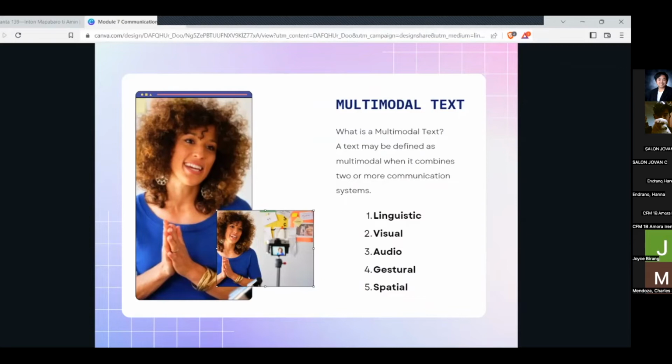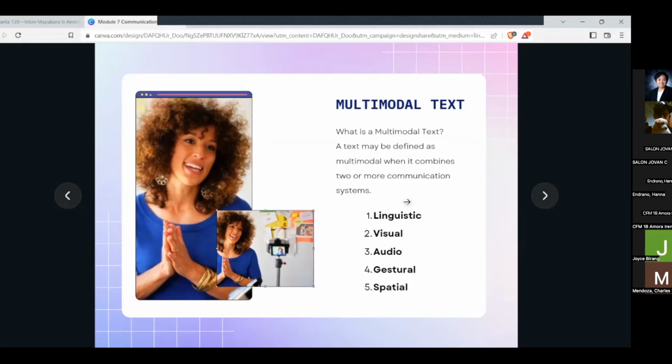We have here also linguistic, visual, audio, gestural, spatial. Later, I will brush over this as I open my own screen, because it's not in the PowerPoint. So later, let's brush through this as we review the instructions of your final requirements.